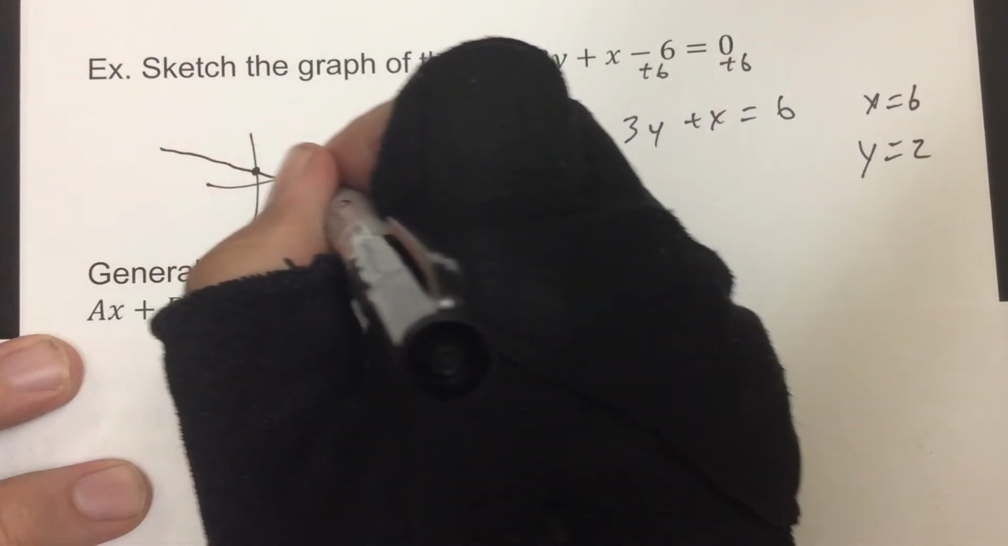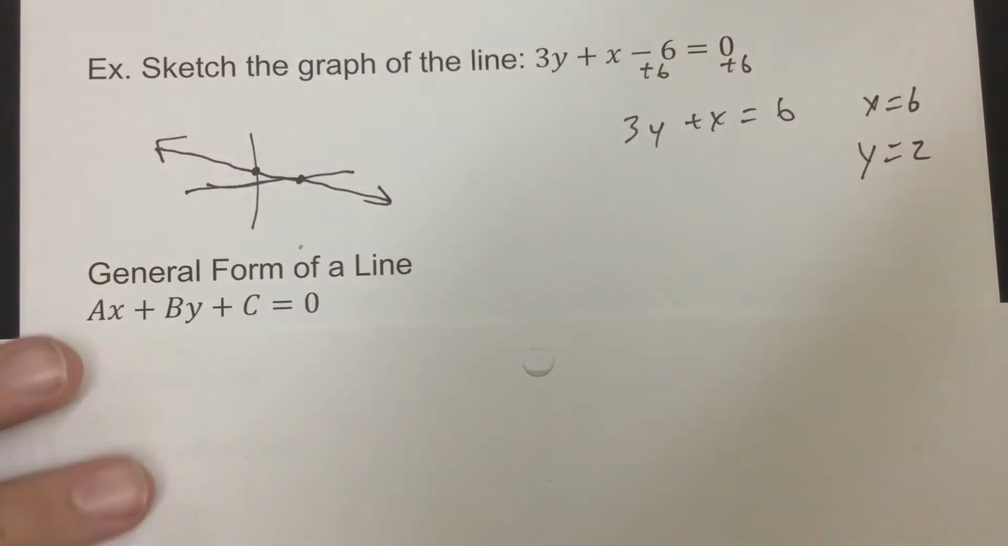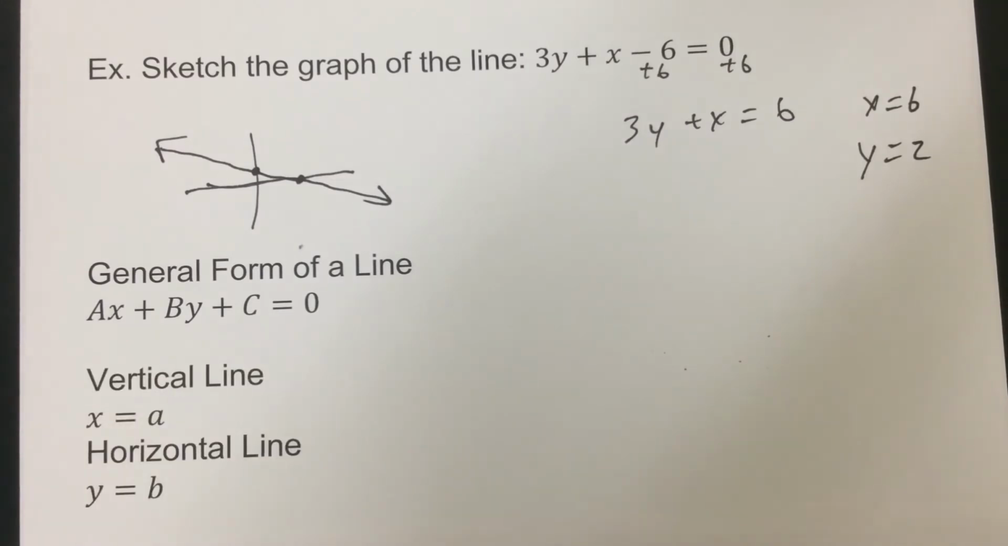And then you draw your line through those 2 points. And that's how you would go ahead and graph it when it's that way. That's the easiest way to do it. Otherwise, you could go through and solve for y and get into slope-intercept form, and you can graph it that way. Keep in mind some things.